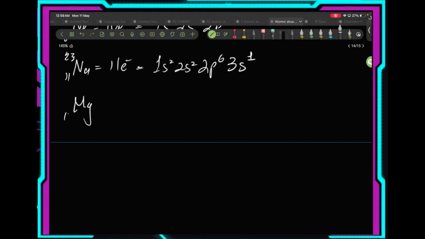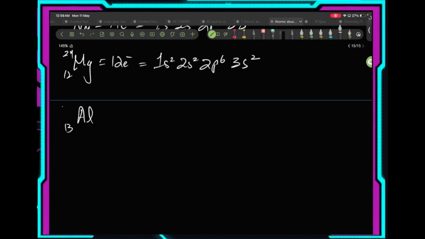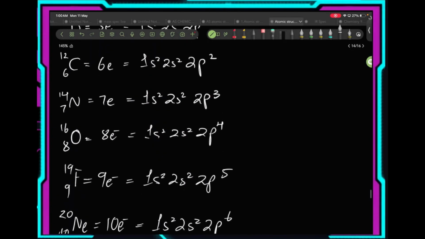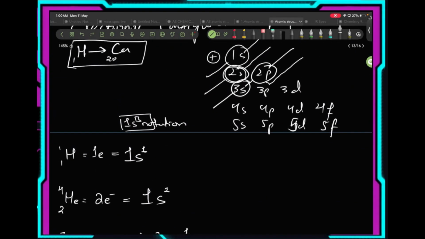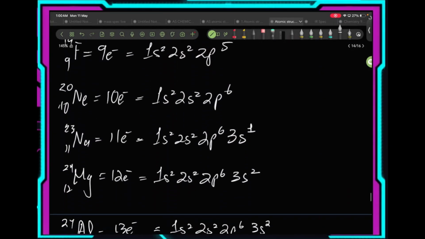So what about magnesium, 12 24? It has 12 electrons. So 1s2, 2s2, 2p6, 3s2. Yep. What about aluminium, 13 27? 13 electrons. So 1s2, 2s2, 2p6, 3s3, right? No. The s orbital could only accommodate 2 of these electrons. After 3s, you have to move forward. What comes after 3s? 3p. Yep, so 3p1.